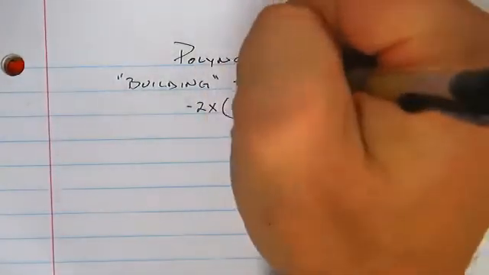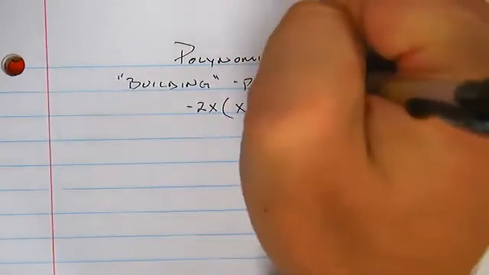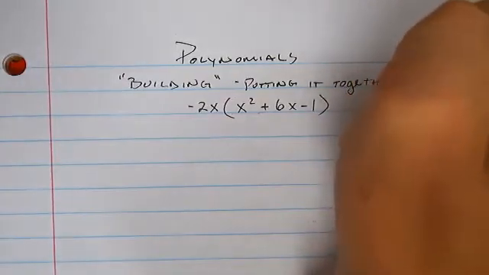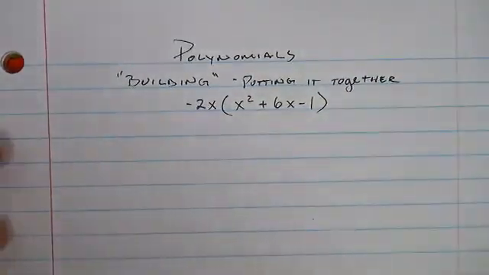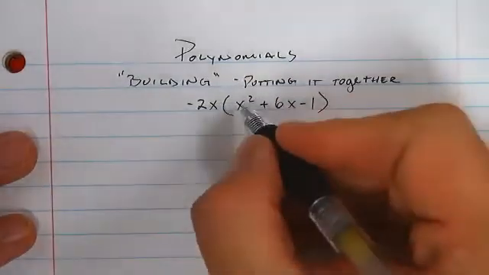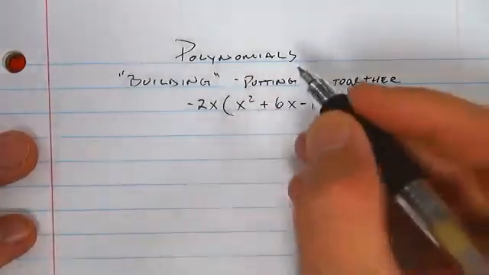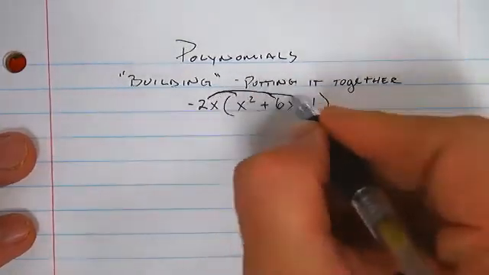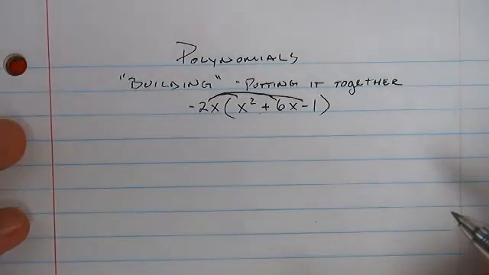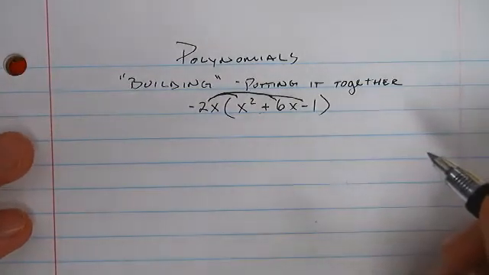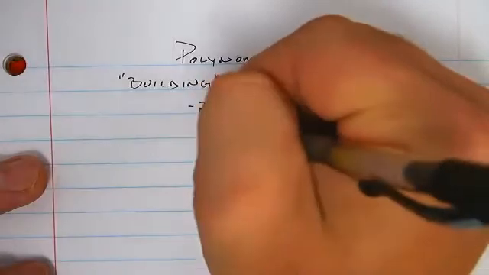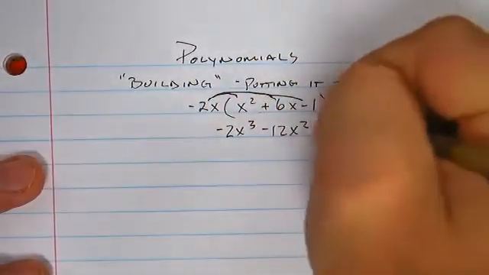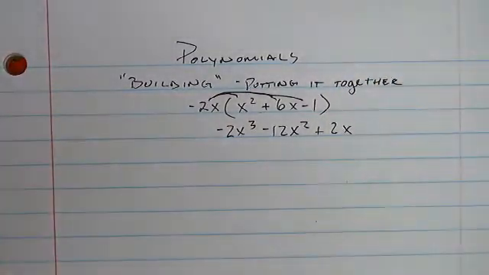Putting it together, we're just going to distribute. We're going to put that 2x into each term. Again, if you want to draw the lines, you can. I stop after a while because we've done this so many times, we don't need to track it. But we've got negative 2x to the third minus 12x squared plus 2x. And that's our final expression.